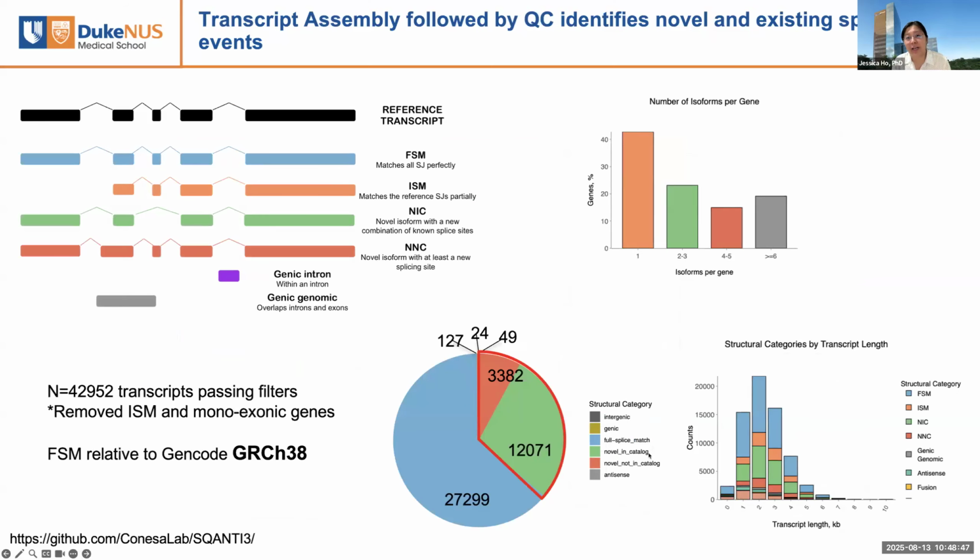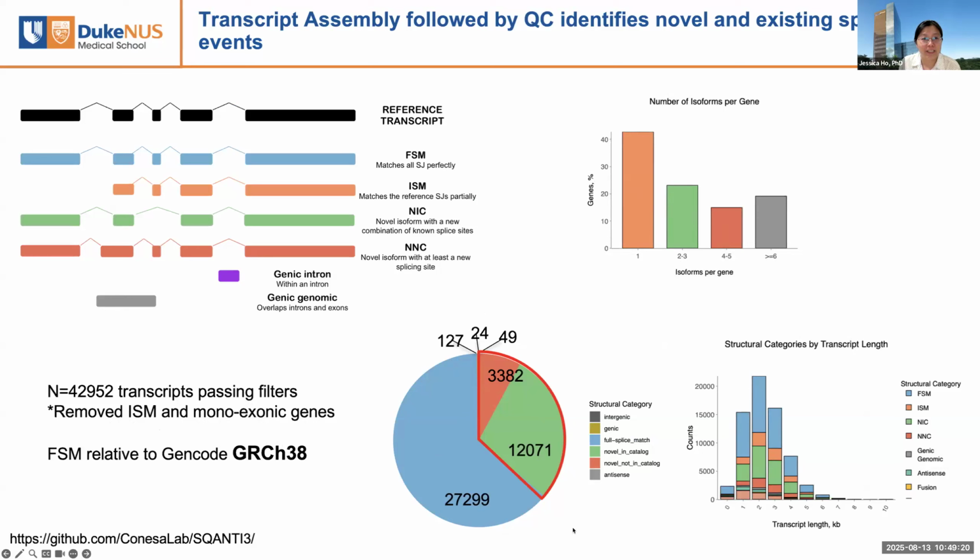After several quality control steps, we arrived at about 42,000 different transcripts that passed all our filters. We removed anything that was incomplete. We also removed any new monoexonic genes that we found. Interestingly, most of these transcripts had multiple isoforms per gene. Some were only one isoform per gene, but I think about 60% of them were multi-isoform genes.